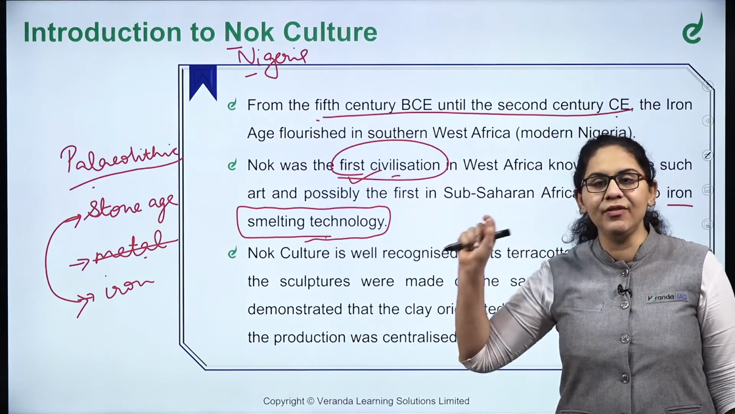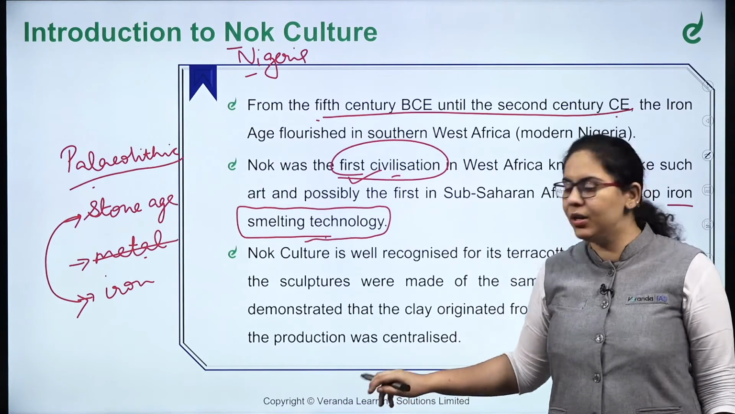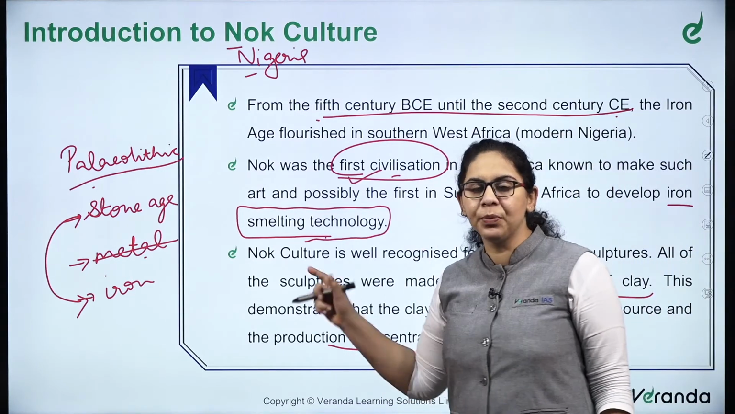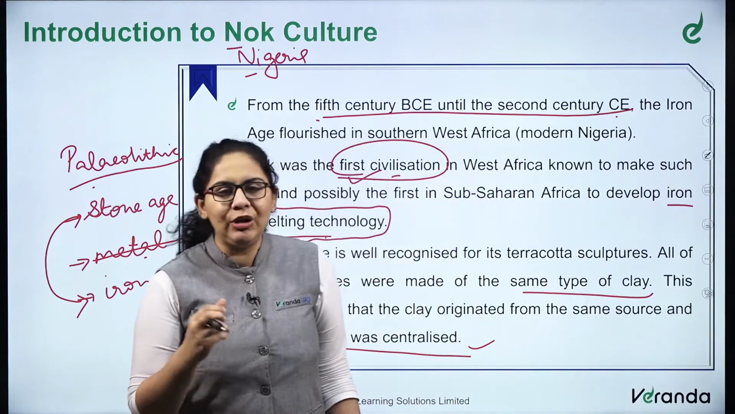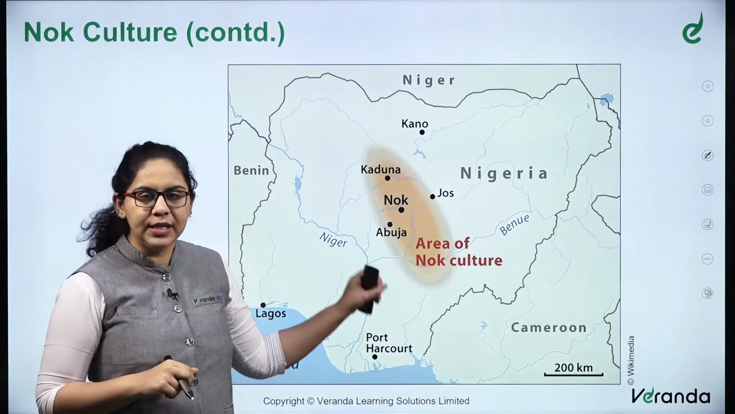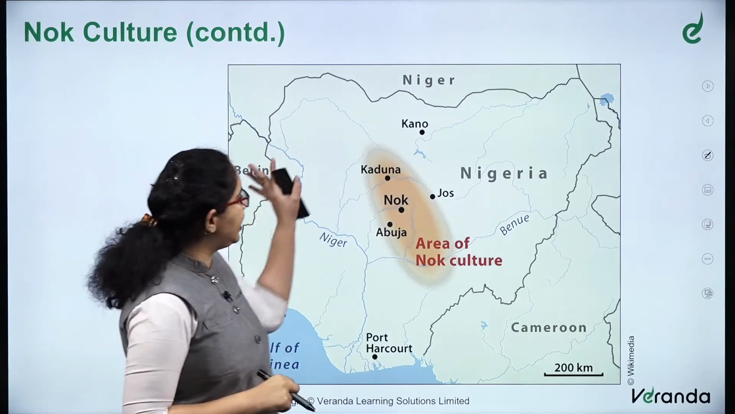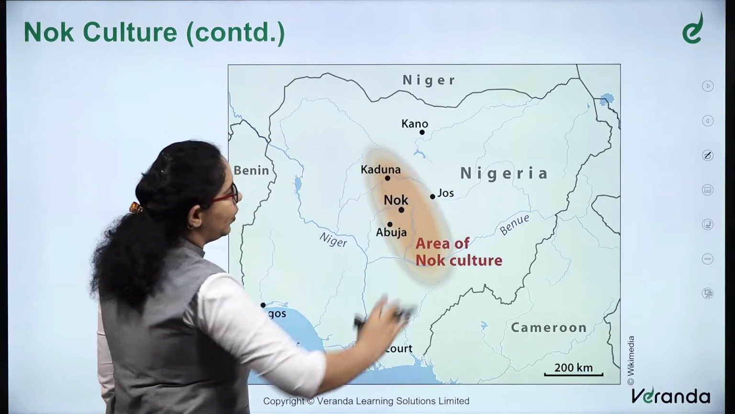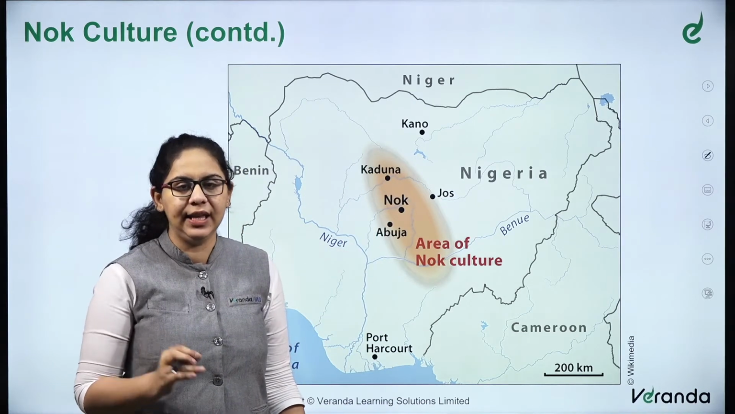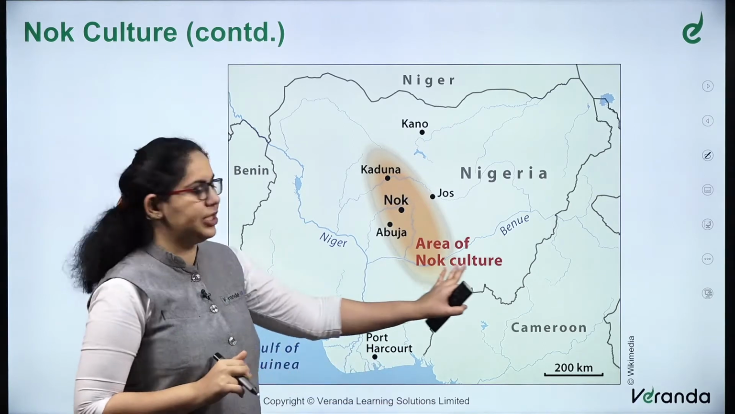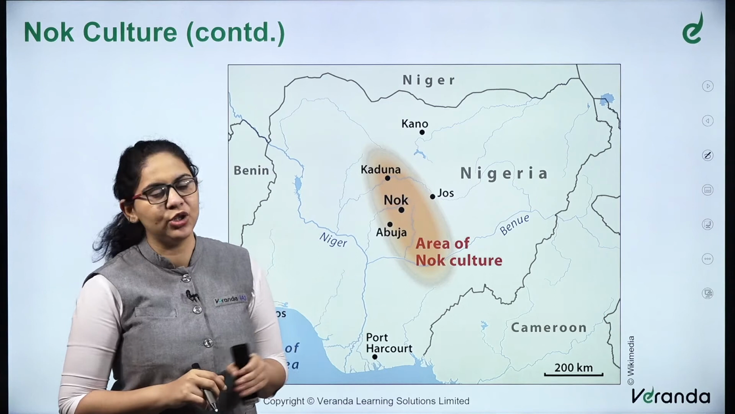Then the material which was used would have differed. But since it is the same, it suggests to us the type of polity or type of production economy of the NOK culture. See, this is the map of Nigeria. In Nigeria, this highlighted area was popularly known as the area where NOK culture was found. Area of NOK culture or NOK civilization.